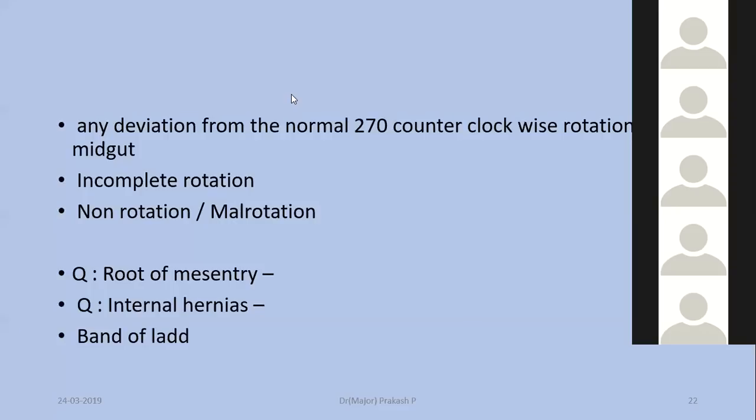In the case of malrotation, the root of the mesentery is very, very important. Okay, what if I say the third case or the plain radiograph image is a case of internal hernia? So, what is an internal hernia? Can I have some responses as to what is an internal hernia?